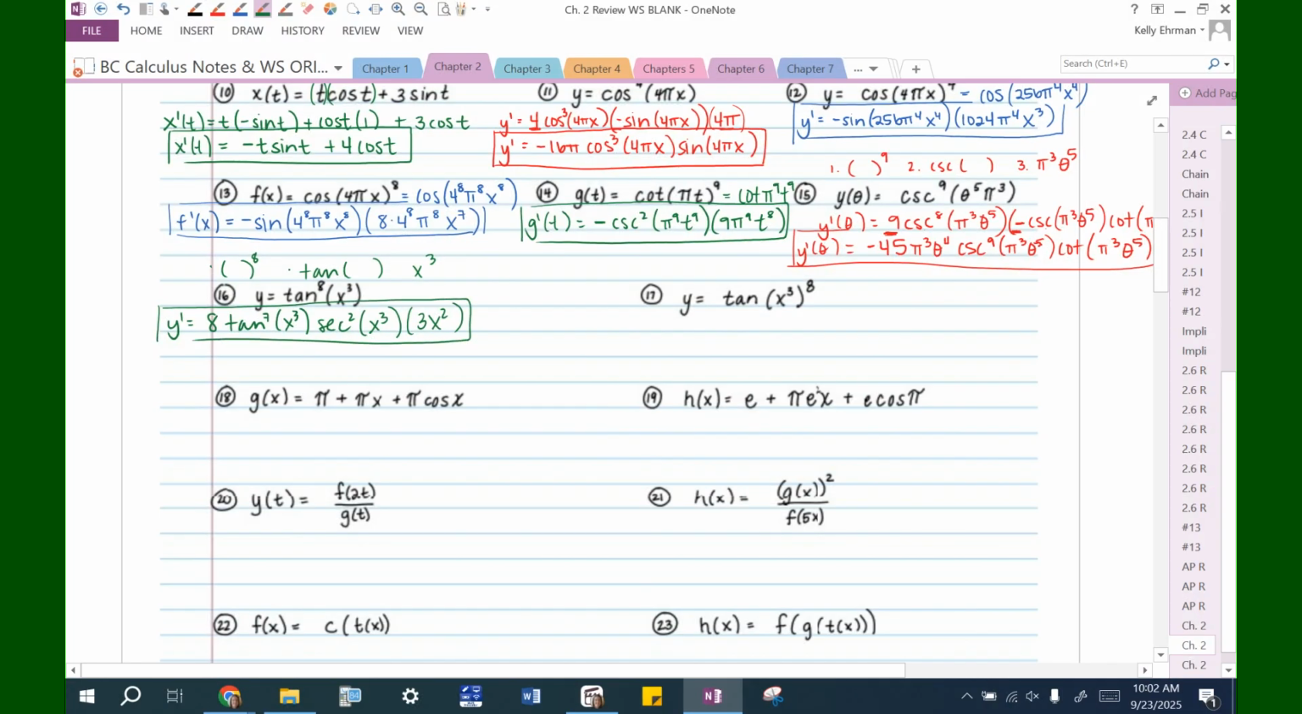leaving that alone. This one, I should say, well, this might as well just be the tangent of x to the 24th. So you have tangent of something, and then you have x to the 24th. So y prime, or dy dx, the derivative of tangent is secant squared of u times u prime, which is 24x to the 23rd.